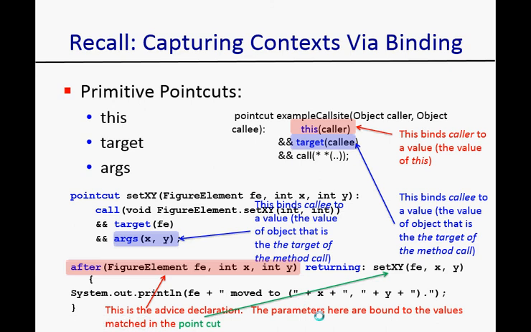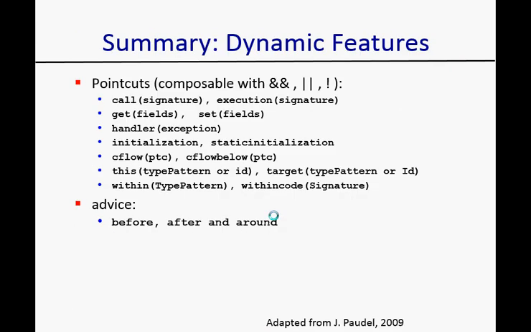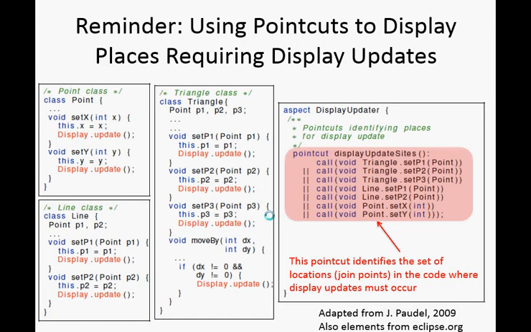So we can use these pointcuts as ways to match things to capture. They can involve pattern matching, for sure in this context, where we match up different calls, but it can also bind values in this way, which can then be used in our advice. So after this sort of call, we can print out this information using this information from the call, and that's called setXY.